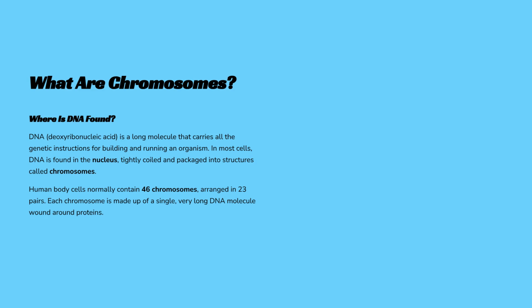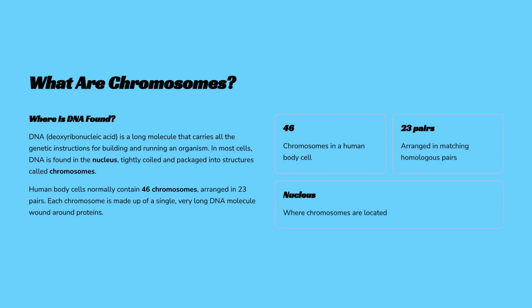DNA carries the genetic instructions for an organism. It's found in the nucleus, tightly coiled into chromosomes. Human body cells have 46 chromosomes, arranged in 23 pairs. The nucleus is where these chromosomes are located.